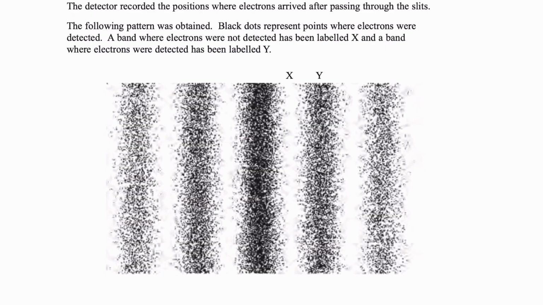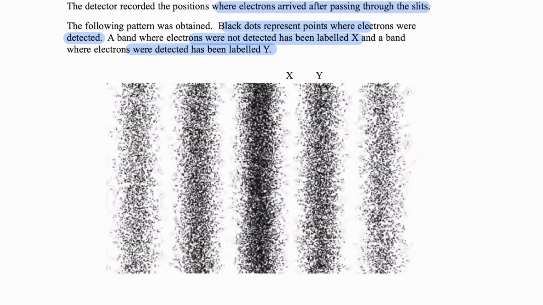So the detector recorded the positions where electrons arrived after passing through the slits. The following pattern was obtained. Black dots represent points where the electrons were detected. A band where electrons were not detected has been labeled X. So that's what we see over here. Electrons are not detected there. And a band where electrons were detected has been labeled Y, which is this bit over here.